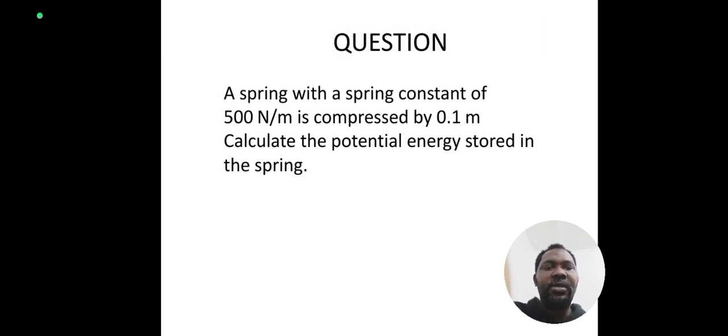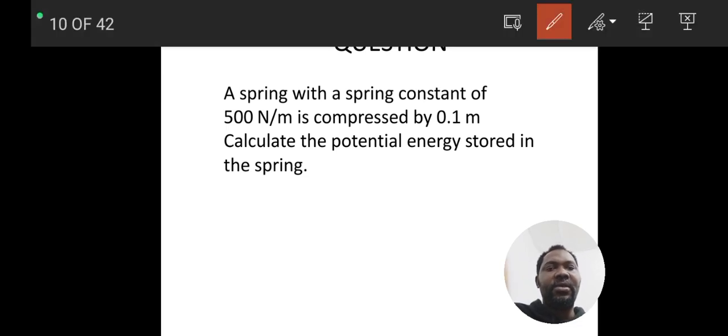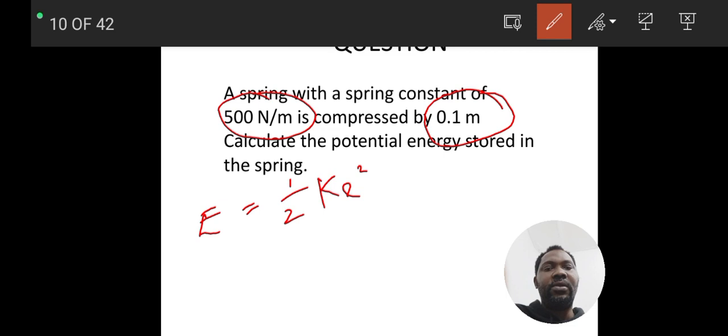So here we see some questions. This says a spring with a spring constant of 500 newton per meter is compressed by 0.4 meters. Calculate the potential energy stored in the spring. So here we can say that the energy stored is half Ke squared. Since we are given K, our K is 500 newton per meter, and our extension or decrease in length, change in length is 0.1 meters.